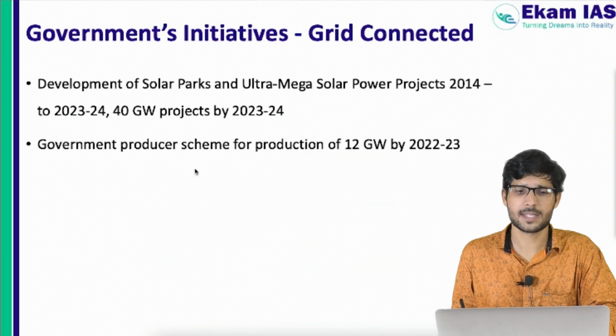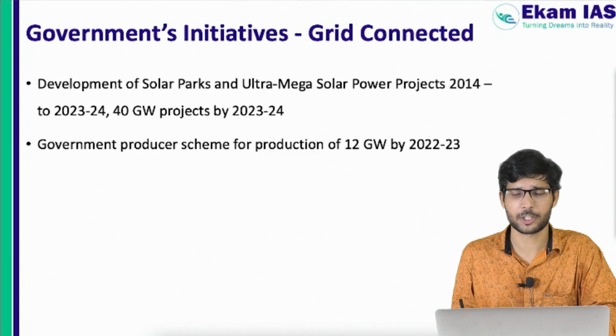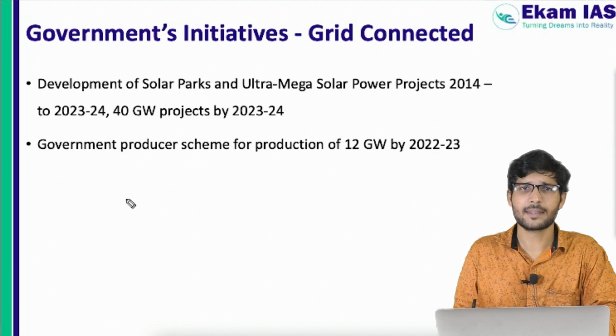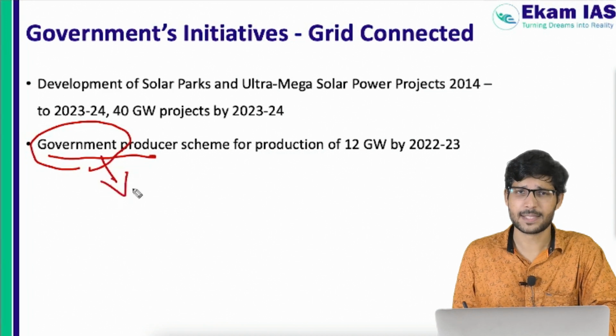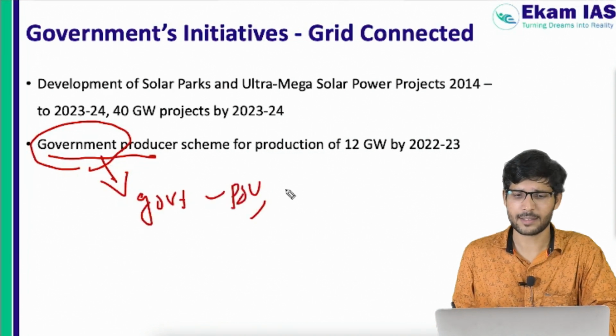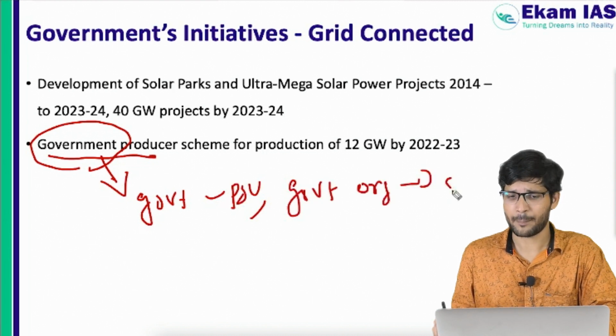The second scheme is the government producer scheme for production of 12 gigawatt of solar energy by 2022-2023. Under this scheme, something related to government will be there. Basically, the government is the producer and the government is the end user. Government companies like PSUs and all other government organizations will be setting up solar power plants and producing energy.